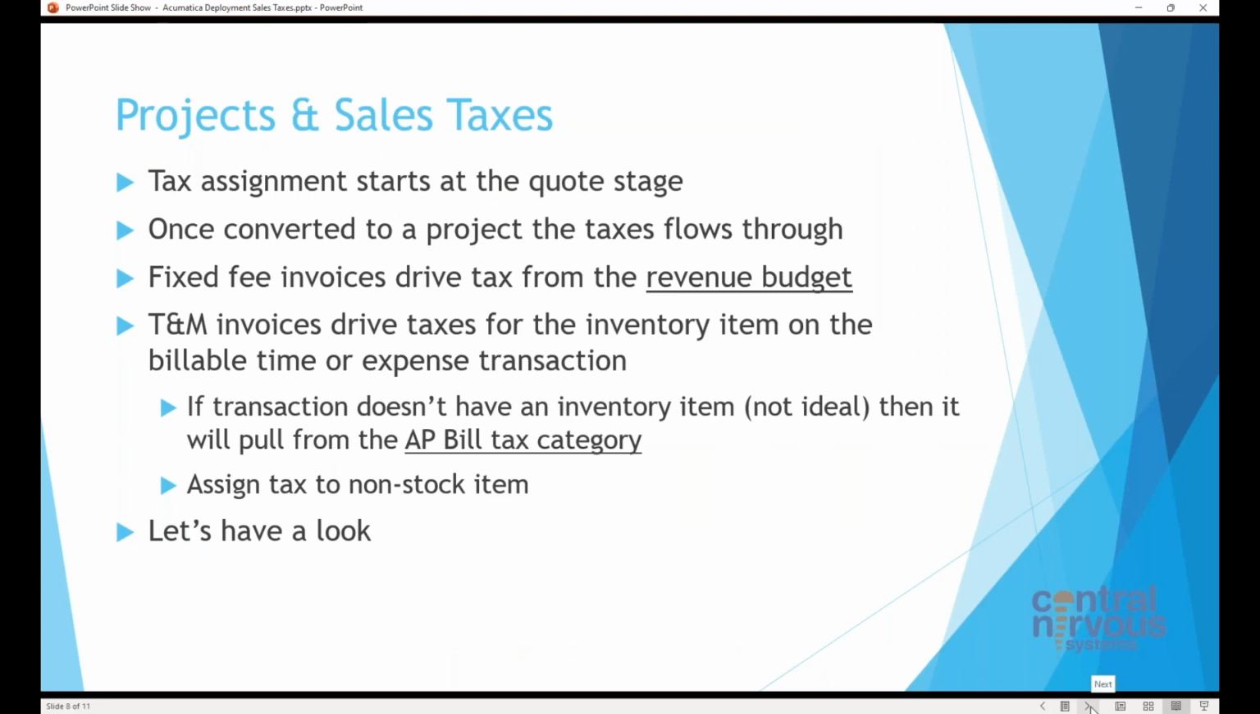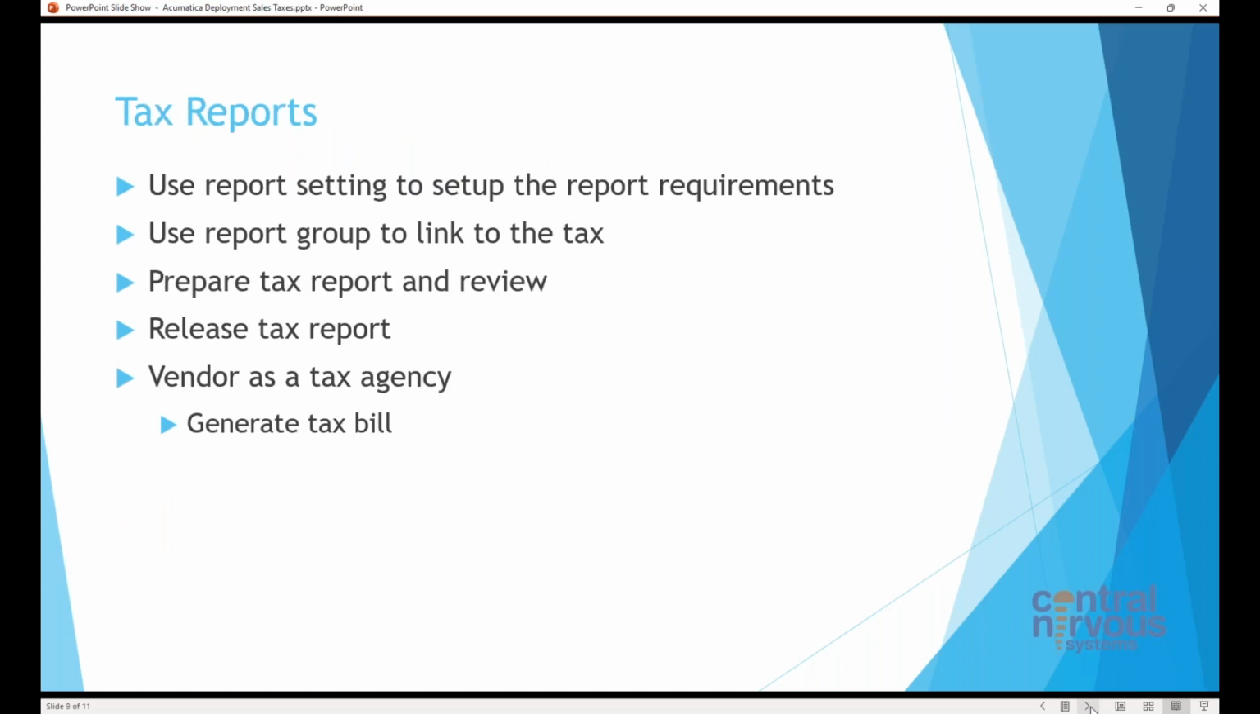So now that we've got our tax setup complete, we've looked at the process and how taxes flow through, let's look at tax reporting. So we use tax reporting settings to set up the report requirements. We use report groups to link to the tax. And I'll go through what that means here shortly. And we prepare tax reports and review those reports. We then release the tax report, and if we have the correct setting chosen as a tax agency, we can automatically generate the tax bill based on that report. So let's go have a look.